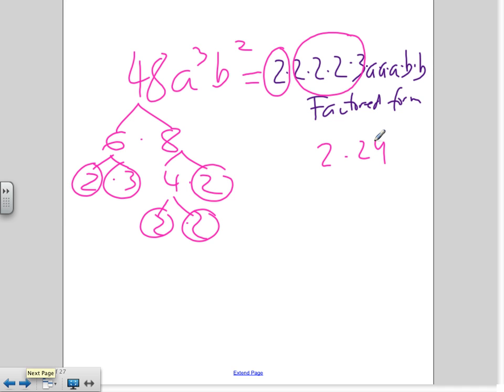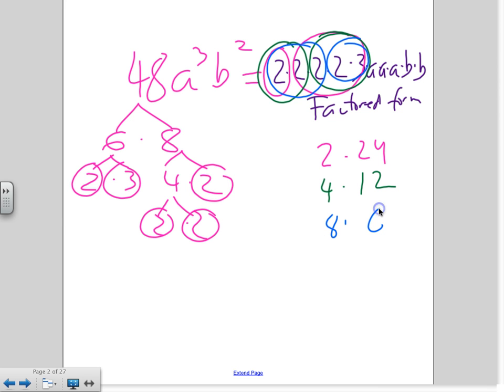We got 4 times 12. See that? So 4 times 12. And of course, this is where you get the 8 from. Look, 8 times 6. See that? So it's 8 times 6. And of course what?